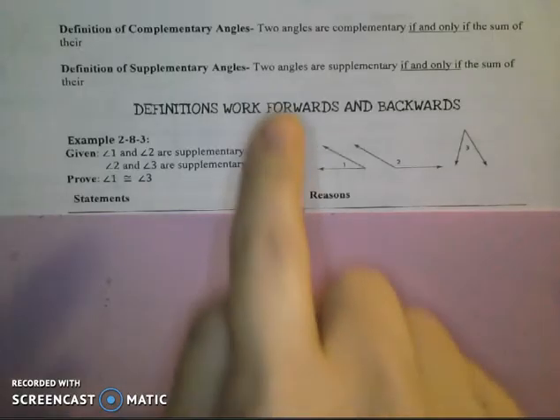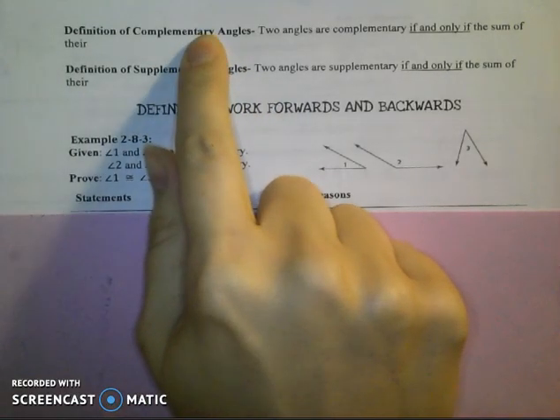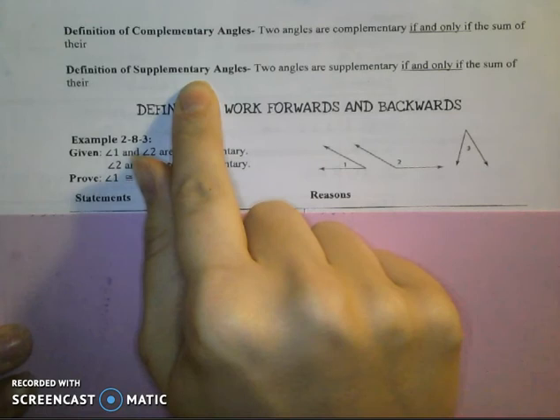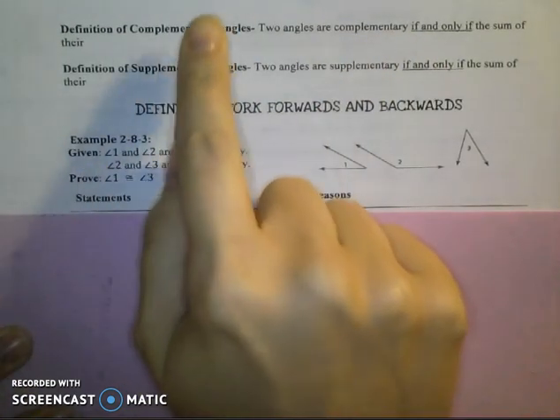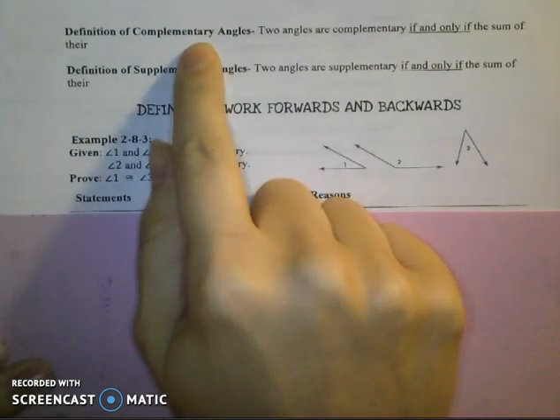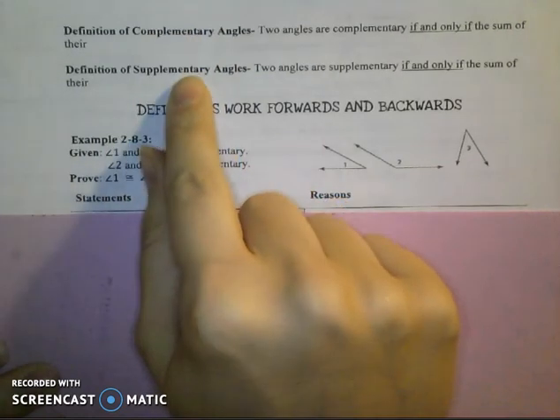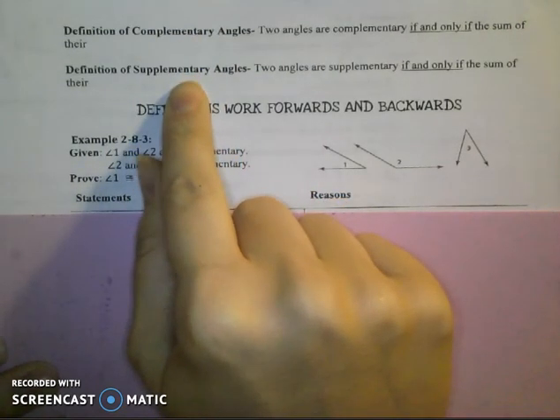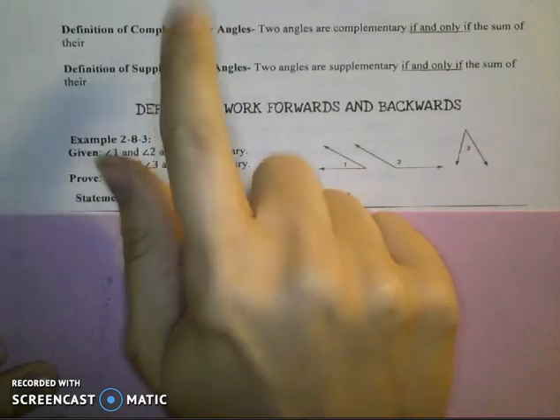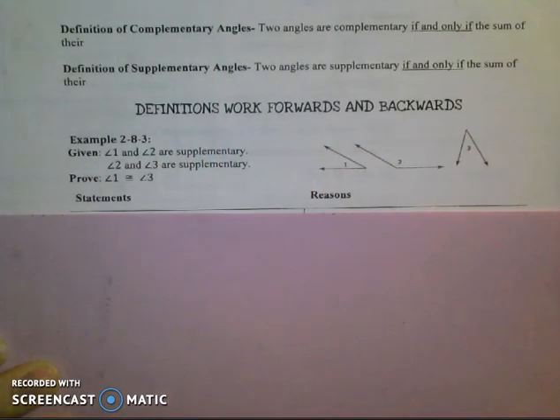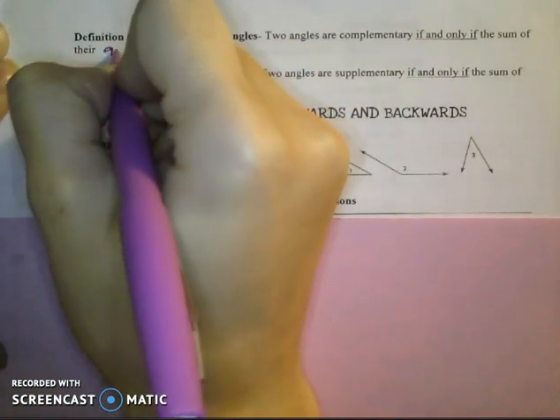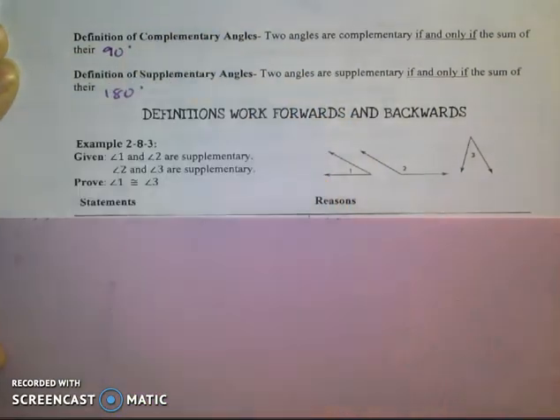All right, and we've talked about these a little bit, but definitions, so if we have complementary, supplementary, then we can go either way. If something's complementary, then we can say those two angles add up to 90. If something's supplementary, 180, and vice versa. If they say it adds up to 180, we can say supplementary. If it adds up to 90, we can say definition of complementary, then those two angles add up to that. So sum is 90 and 180.